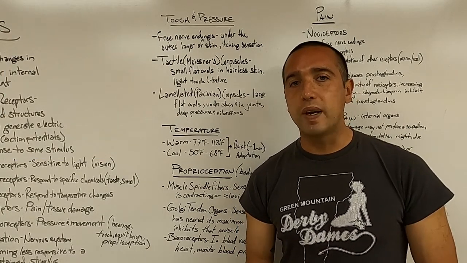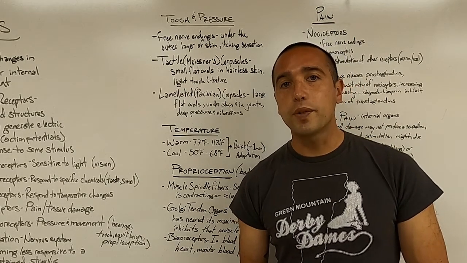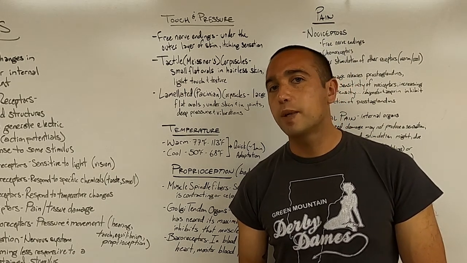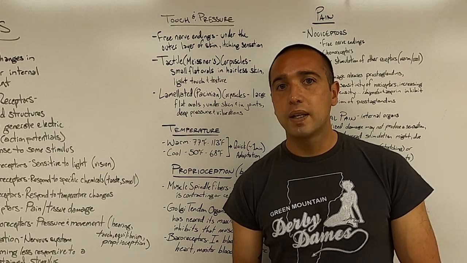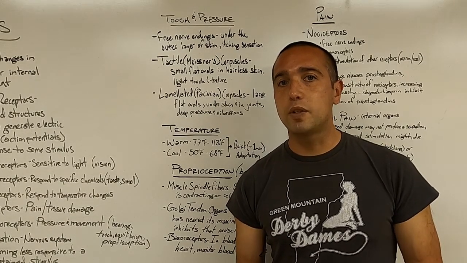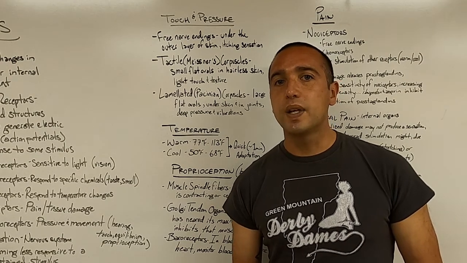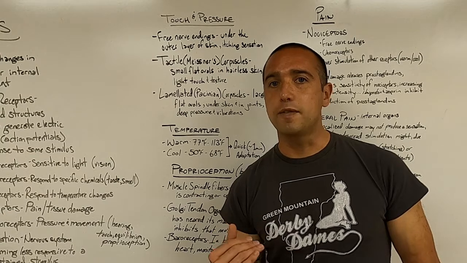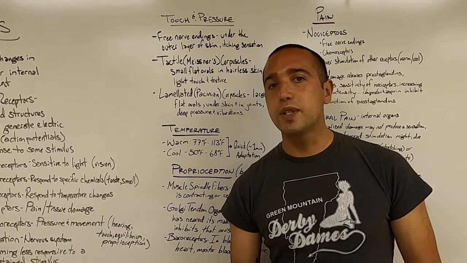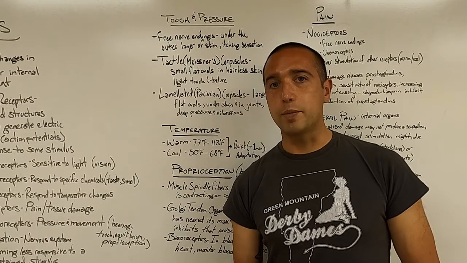For temperature, you have thermoreceptors. There are some that respond to warmth that are responsive from 77 to 113 degrees Fahrenheit. And there are some that are responsible to give you the sensation of cool. And that would start activating at 68 degrees Fahrenheit all the way down to 50 degrees. Now, outside of those temperature ranges, you actually feel pain associated with those temperature ranges.